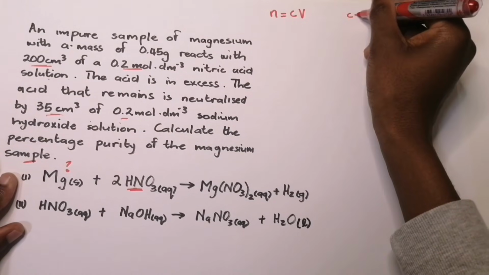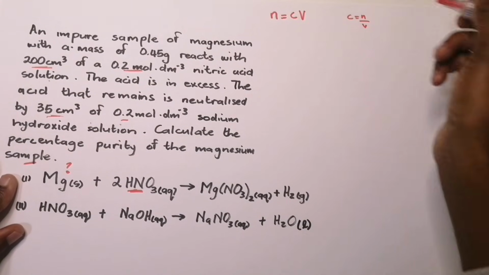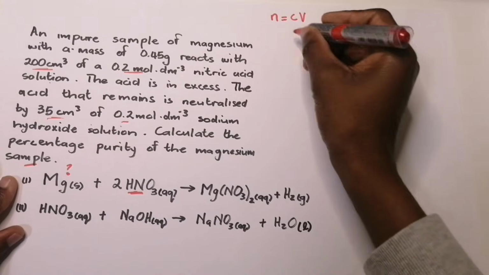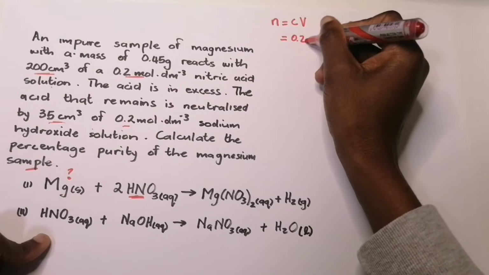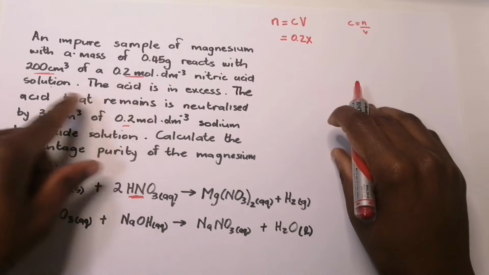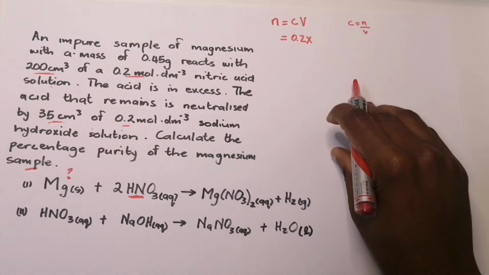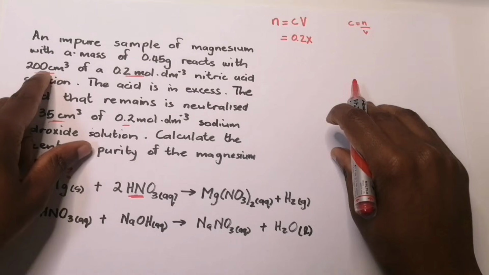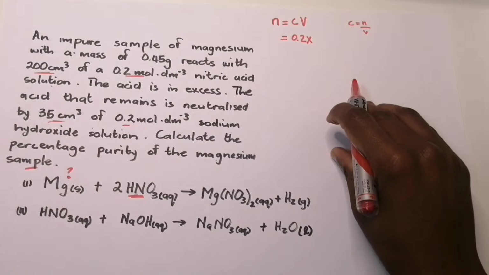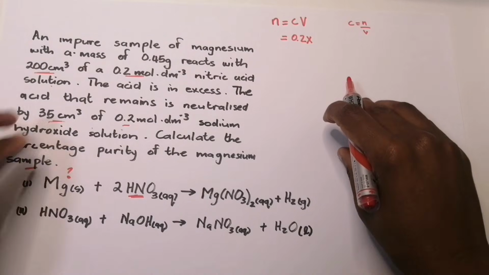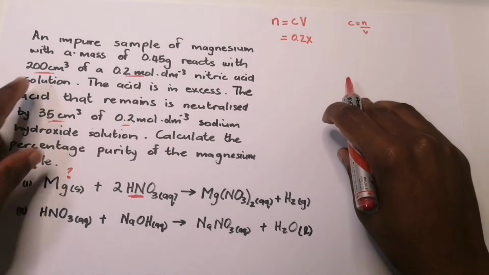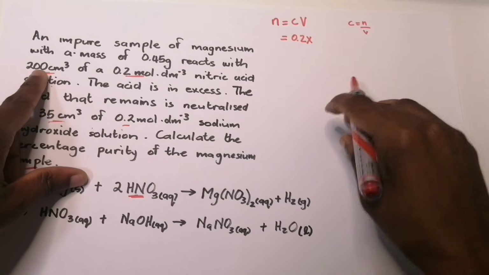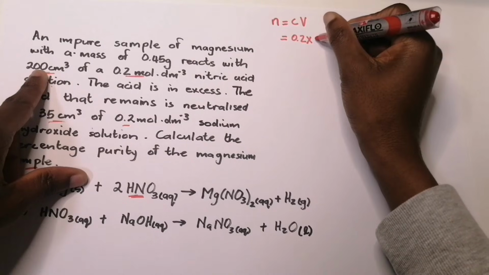Remember, this comes from concentration being the number of moles over volume. I'm sure you know this by now. So our concentration value is 0.2, multiplied by the volume. Please remember that our volume has to be in cubic decimeters. How do we convert from cubic centimeters to cubic decimeters? We divide by 1,000. So 200 divided by 1,000 gives us 0.2.